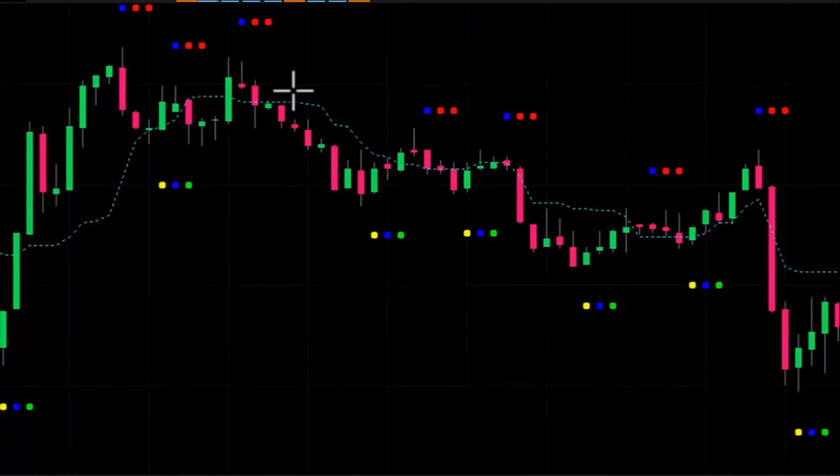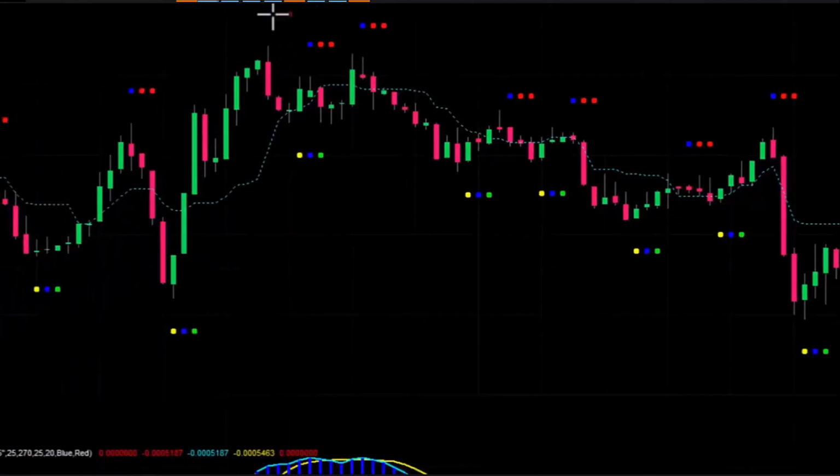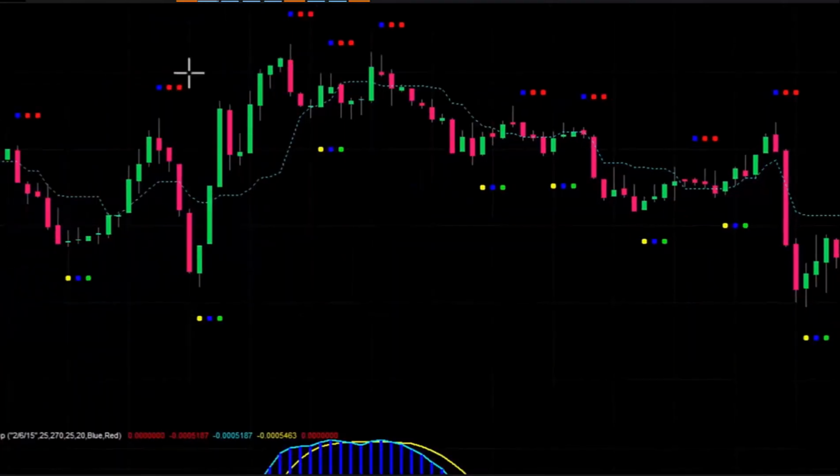Here's a good example right here. Notice that we have a counterpunch trade, right? Because this group of dots is higher than the two to the left. Now we may not have a trade, but we have the possible setup, all right?